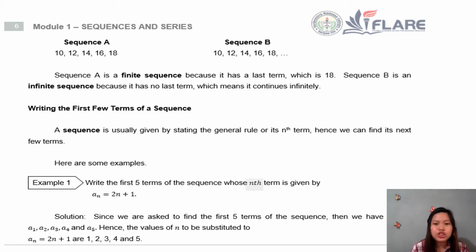So, it is infinite. Now, sequence A is a finite sequence. Correct? Because it has a limit, because it has a last term. And our last term is 18, right? Sequence B is an infinite sequence because it has no last term, which means it continues infinitely. That is why it has dots, which means it goes on and on and on.